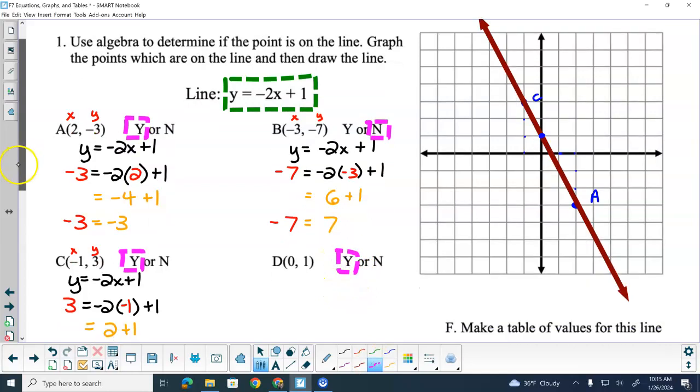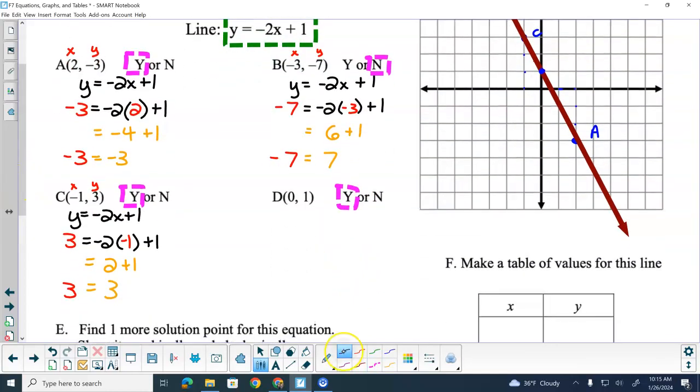Algebraically, let's prove this one. So we're going to have y equals negative 2x plus 1. My x value is going to be 0. My y value is going to be 1. Negative 2 times 0 is 0, plus 1 is 1, and 1 is equal to 1. So it's on the line.